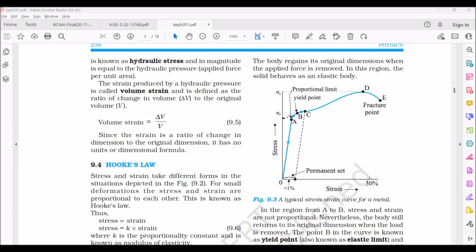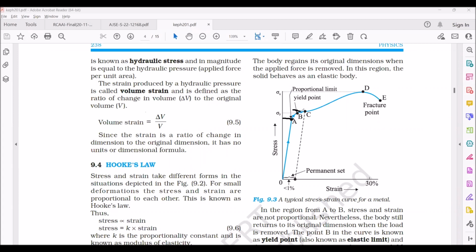The point until which Hooke's law is obeyed is called the proportional limit, because until this point the stress and strain are proportional to each other. After this point, the stress and strain are not following the linear variation. From A to B, the stress and strain are not linearly varying. The variation is non-linear.